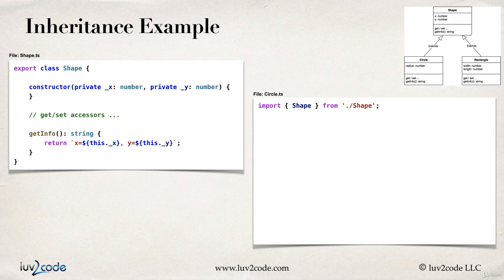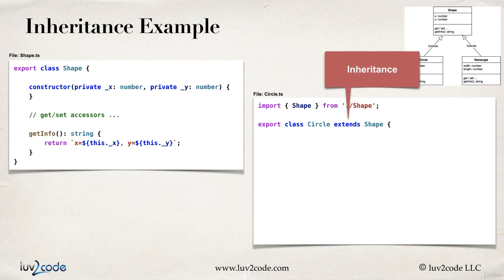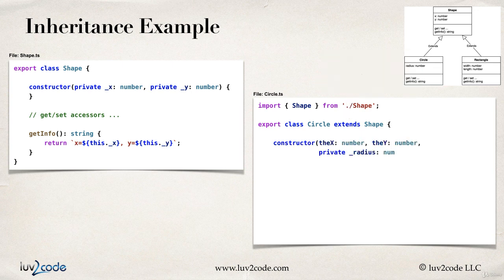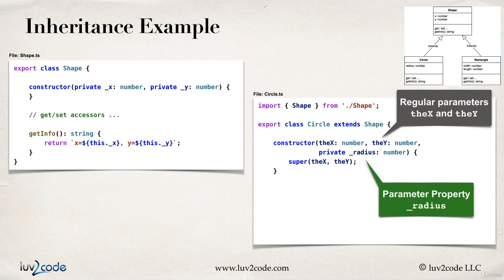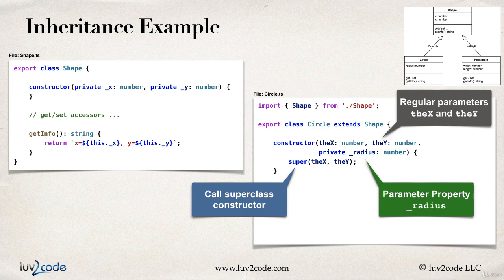Then we'll go ahead and set up our circle. Our circle extends shape. The extends keyword is for inheritance. We define our constructor. At the top, we have regular parameters, the X and Y, and then we also have a parameter property, underscore radius. Then we call the superclass constructor and pass in those regular parameters, X and Y.